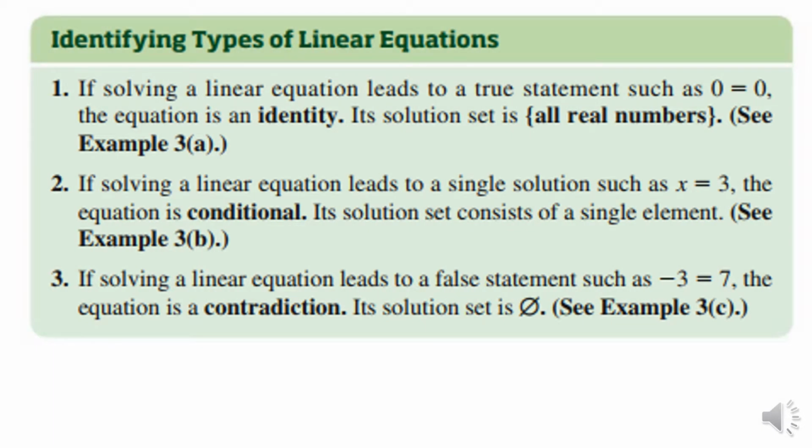In practice, what you do is you try to solve them. If you end up with something that is always true, the variables drop out, then that's called an identity, and the solution set is all numbers. If you get like x equals 3, that's called conditional, and if you end up with something where the variables drop out, and you end up with something that is never true, that's a contradiction. I prefer you say no solution, but you also could say the solution set is the null set.